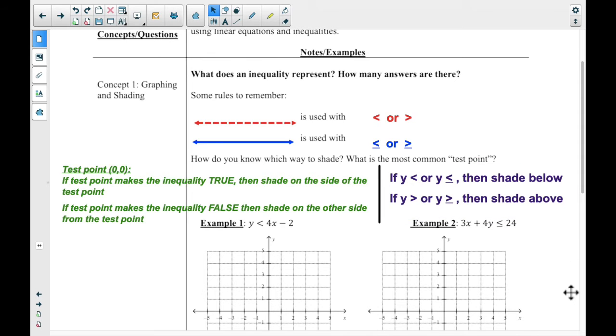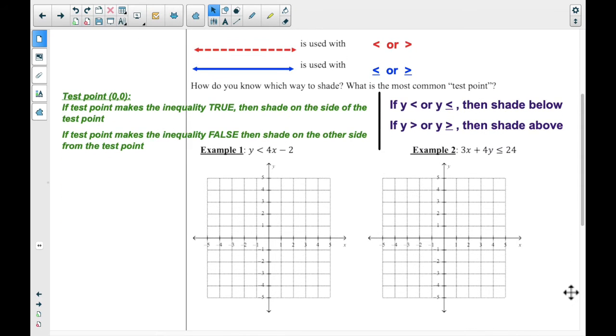The other way, the easier way, but it just doesn't always work, is if it's already in slope-intercept form. If it already has y equals or y is less than or y is less than or equal to, then you shade it below. If it's greater than or greater than or equal to, then you shade it above. And we say above and below, not left and right, because it's the y. And the y-axis is what we will be looking at. Okay, if you haven't paused it yet to write that down, pause that so you can write it down.